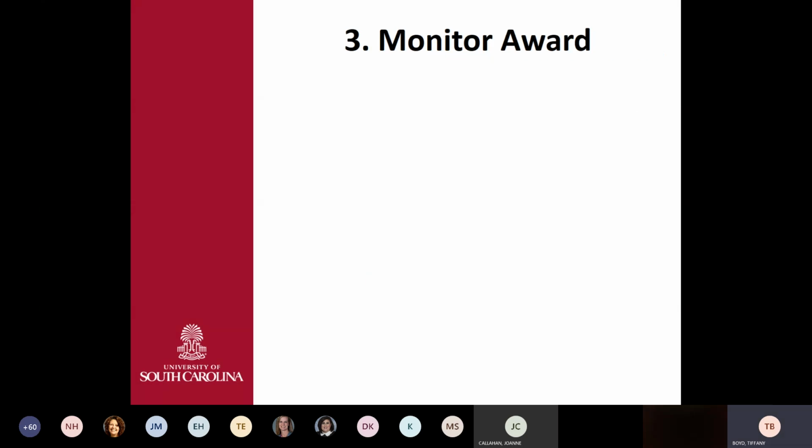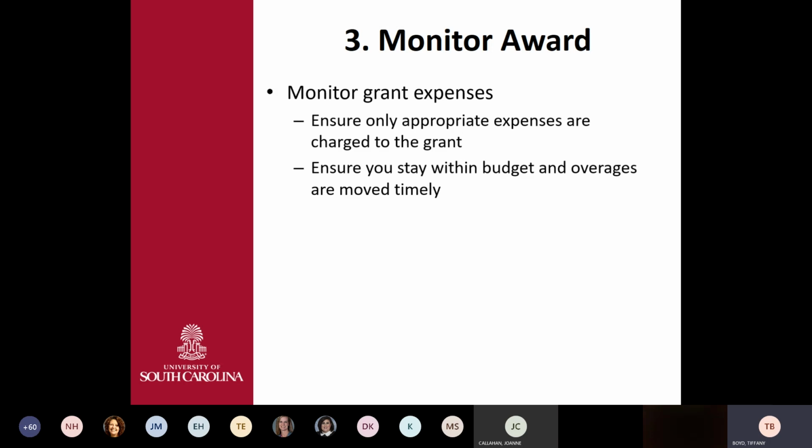So then that takes us to step 3, and that's monitoring your award. So you're spending it throughout the entire grant period. So now you've also got to be reviewing and monitoring the award throughout that life period. So of course, what are you doing? You're making sure only appropriate expenses are charged to the grant and that you're staying within the budget categories and that overages are moved timely.